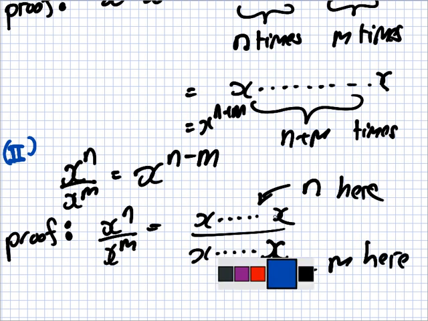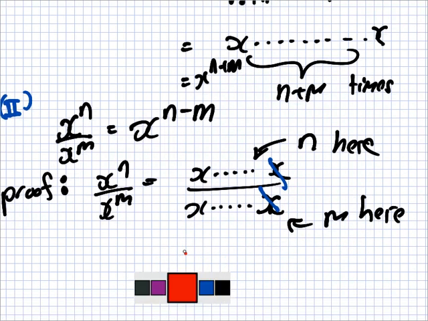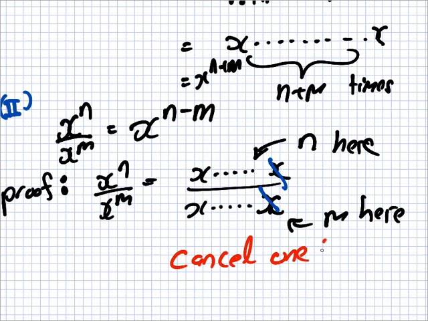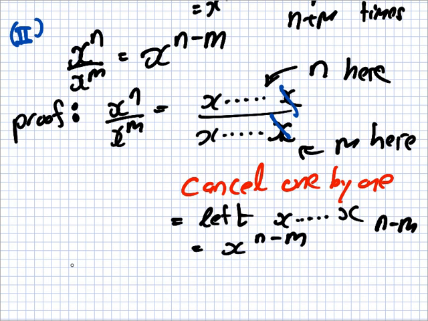But the thing you can do with this is you can cancel them. So we can cancel 1 by 1. So each time that you cancel, you lose an x on the top. How many times do we lose an x on the top? We lose an x on the top m times. So you're left with x dot dot dot, n minus m of them. So that's x to the power n minus m. Okay, so if you can write that one down, we'll have a look at rule 3 now. That's rule 2.